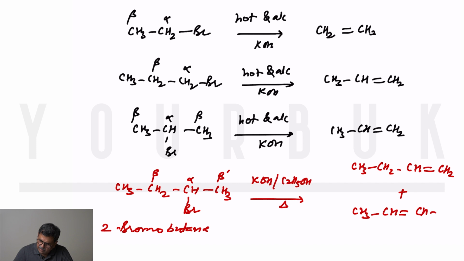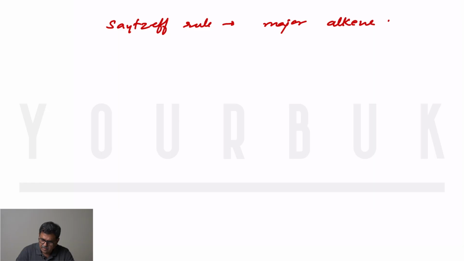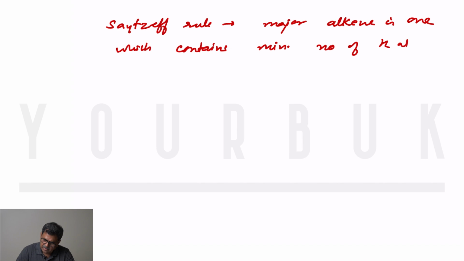Now when you have more than one alkene possible, then you have to follow the Saytzeff rule. Now, the Saytzeff rule states a simple statement: the major alkene is the one which contains a minimum number of hydrogens at the double bonded carbon atoms.